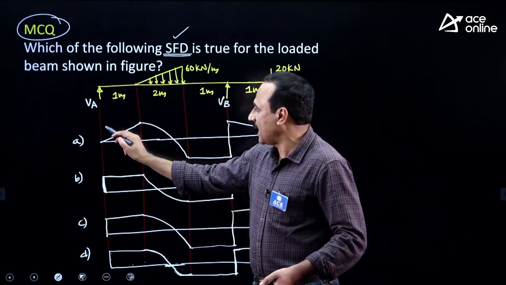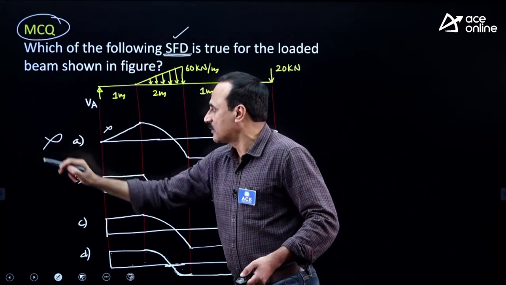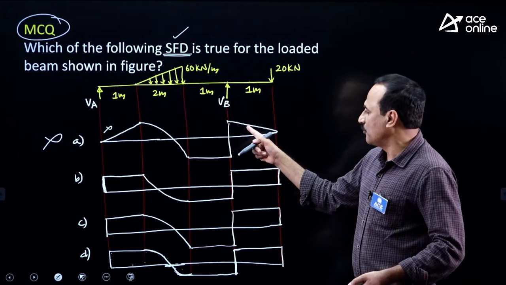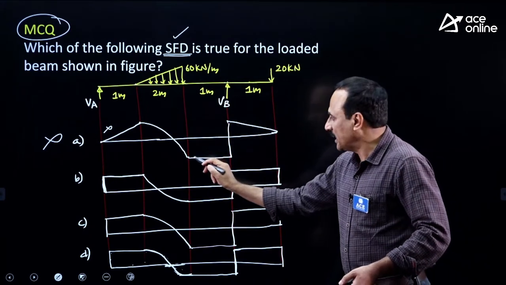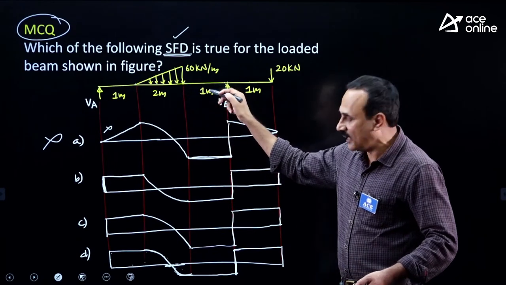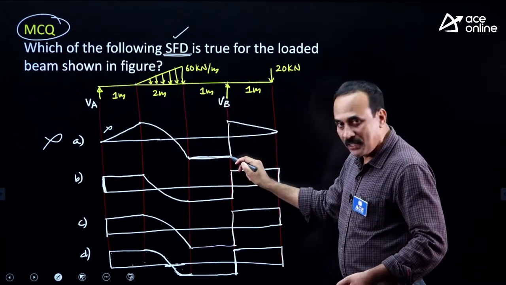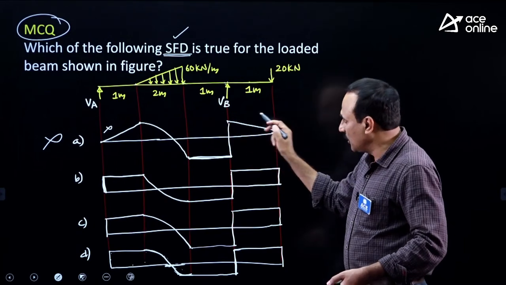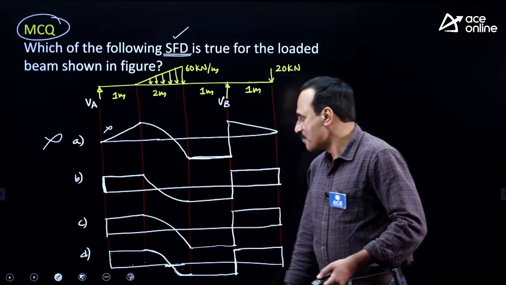So here the shear force diagram is linear, so this option is ruled out. Here also the shear force diagram is linear, ruled out. But here it is uniform. Actually there is no load acting here, so the shear force diagram should be uniform here. Here also uniform is required.